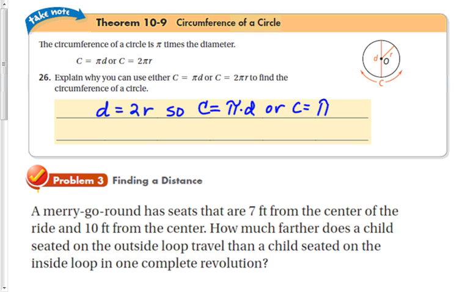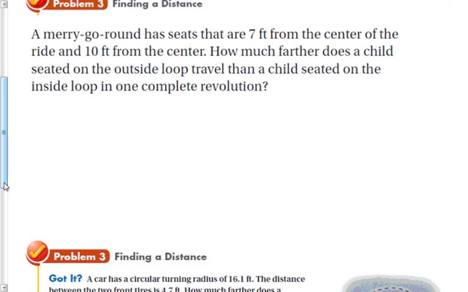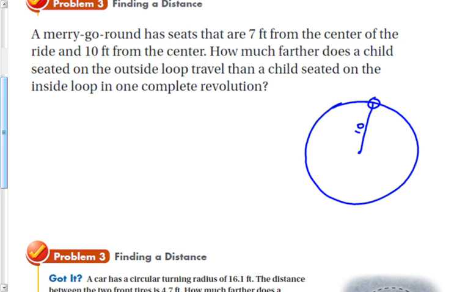And you get 2 times the radius times pi. All right, so let's use that. It says a merry-go-round has seats that are 7 feet from the center of the ride and 10 feet from the center. How much further does a child seated on the outside loop travel? Let's say this is the outside loop, and let's say this is the seat, and that is 10 feet. And then there's an inside loop that's 7 feet.